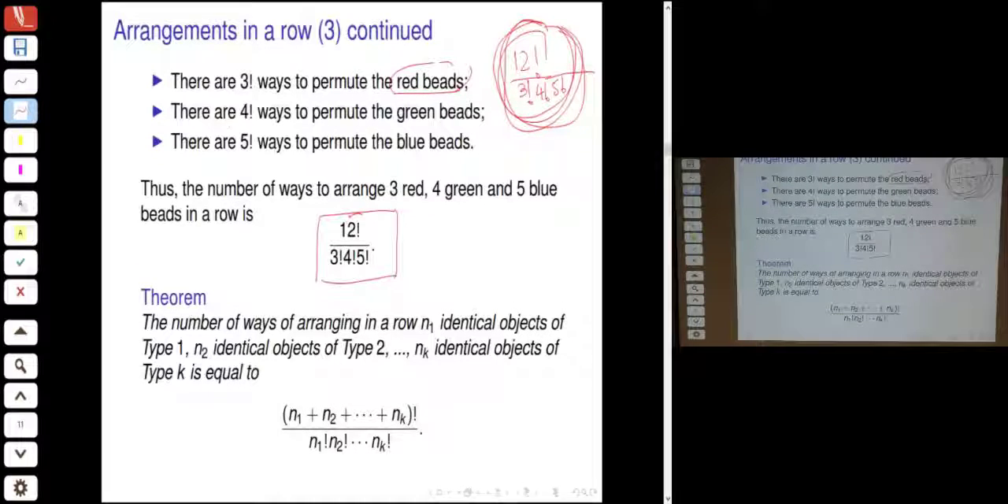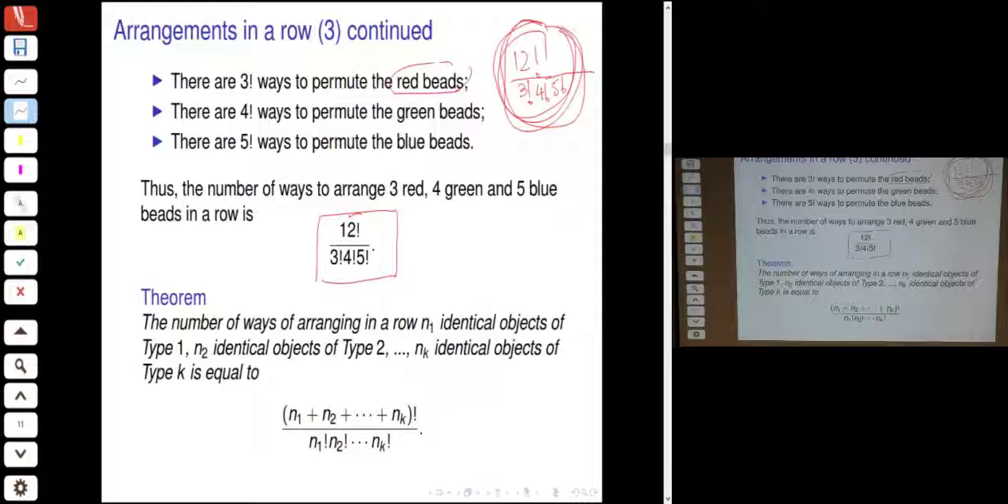And here is a more general, formal way to describe the same line of reasoning. So suppose you have n1 identical objects. So think of balls with colors. So n1 balls of one color, n2 balls of a second color, n3 balls of a third color, up to nk balls of the kth color. And you want to arrange these balls in a row. How many ways are there of doing this?